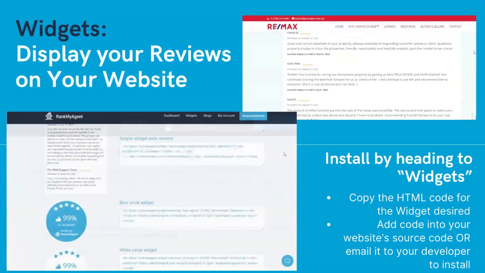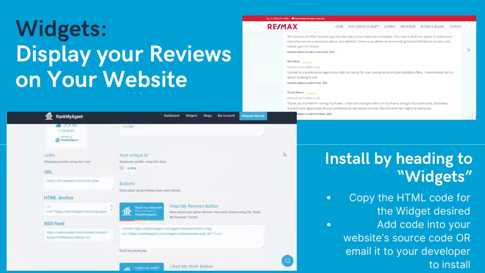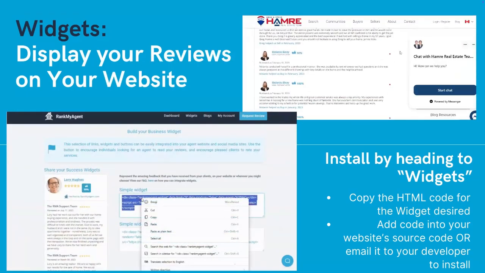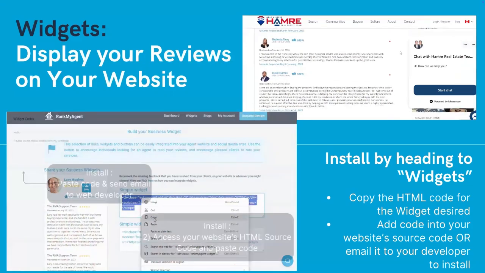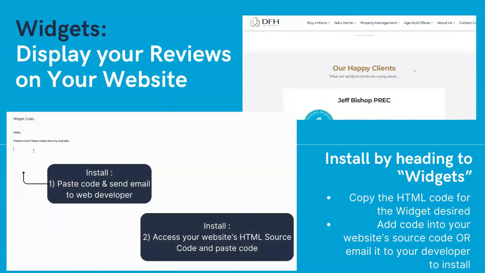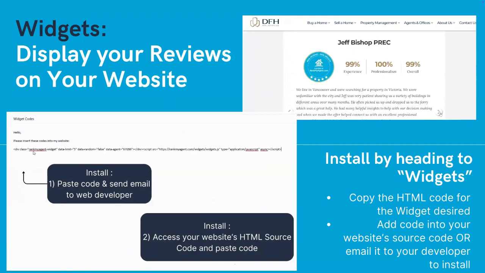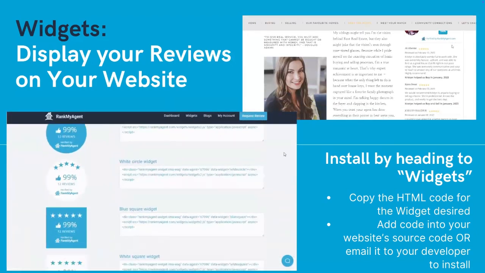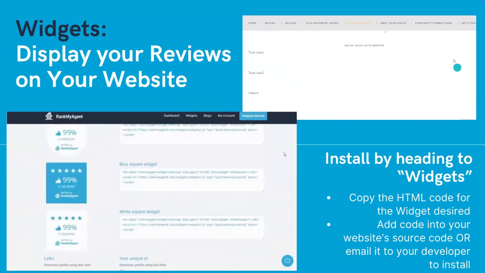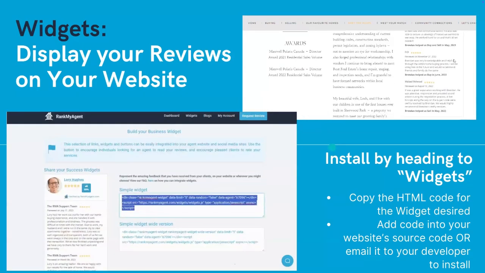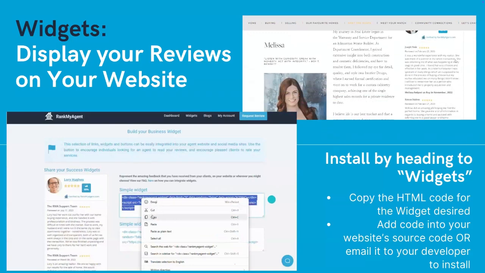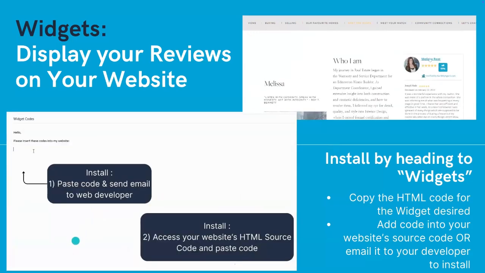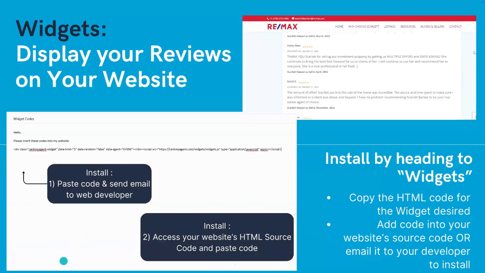Now, one of the pain points of agents has always been, how do you get reviews onto your own website? So we have something called widgets, and these widgets basically take all the live reviews from RankMyAgent, and you can easily get them put on your website, just as these examples show. In order to access that, you'll see that there's an area called Marketing Tools. And if you scroll to widgets, you'll see that there is some information there.